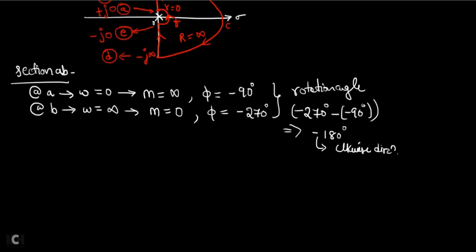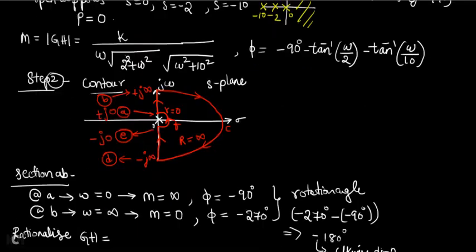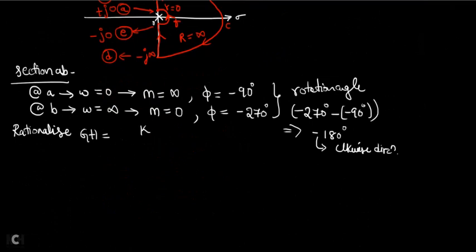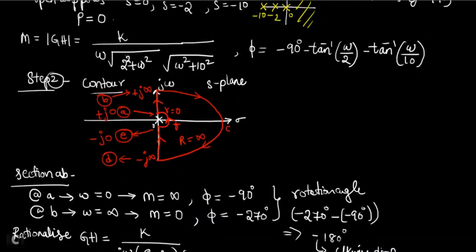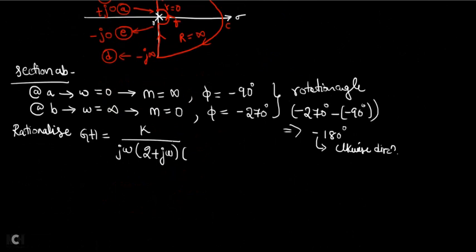Now before writing the diagram, the next step is you have to rationalize. Correct? So rationalize G into H. What is G into H given? K by j omega into j omega plus 2. I can write it the reverse way, 2 plus j omega, no problem. Then one more term is j omega plus 10. So I can write it as 10 plus j omega. Now what is the meaning of rationalizing? Whatever the denominator is there, change the sign of the j and write it in the numerator. Divide and multiply.